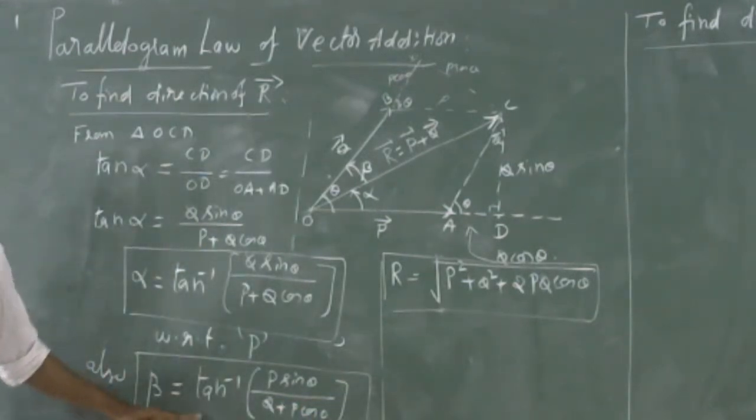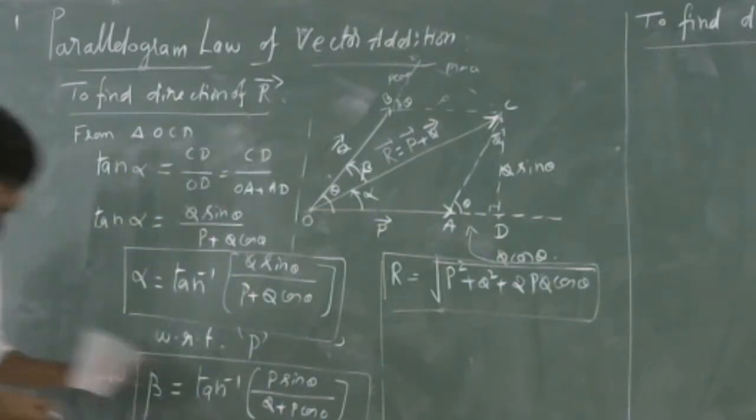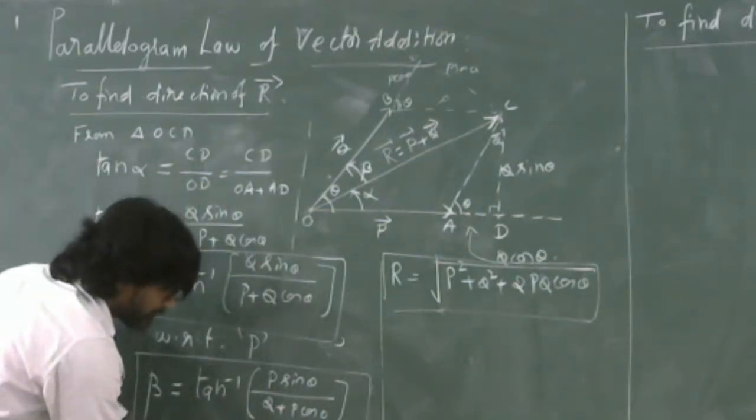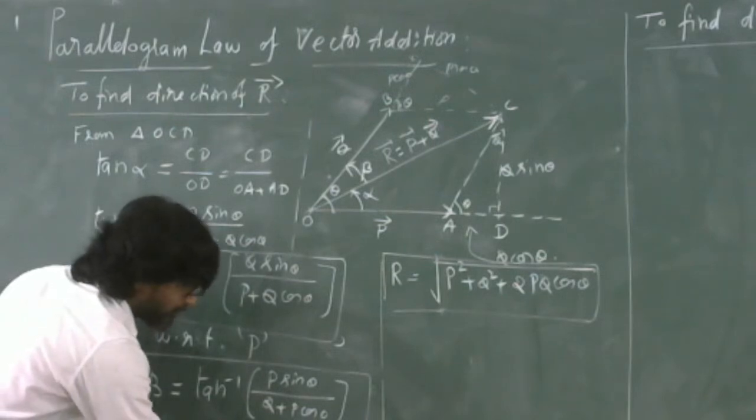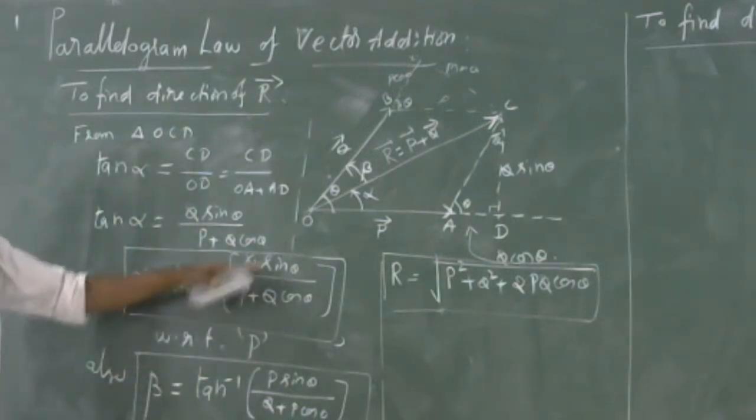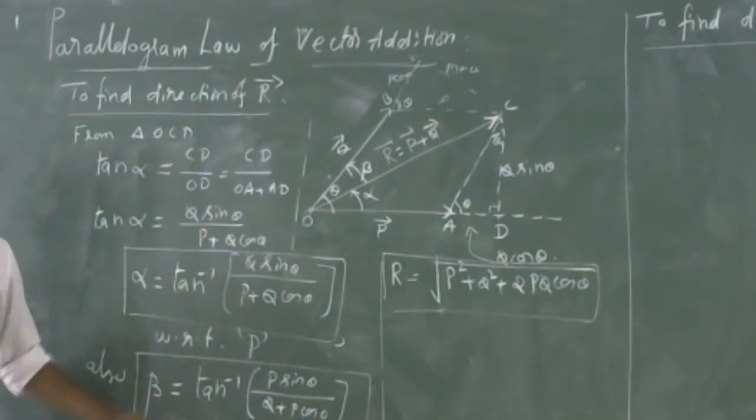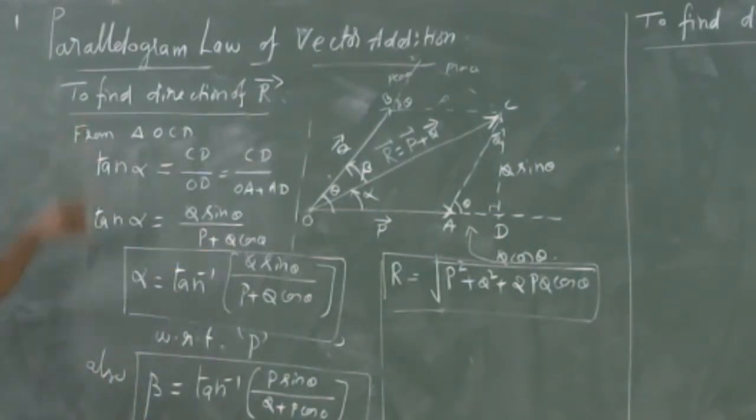This gives the direction of the resultant with respect to Q. Here write down with respect to Q. This is with respect to P. This is with respect to Q. Then that is the magnitude. This gives the direction of the resultant vector. That's it.